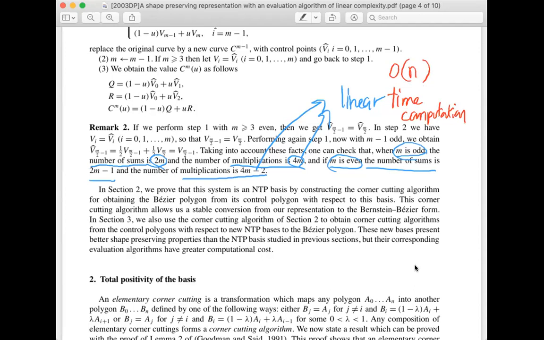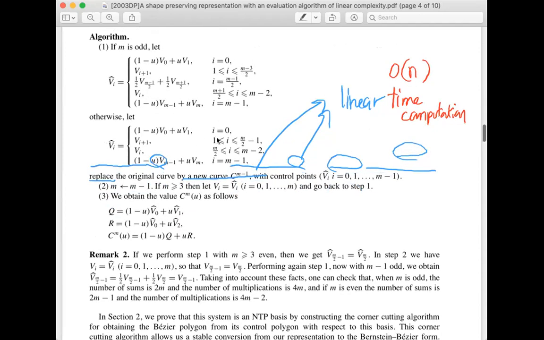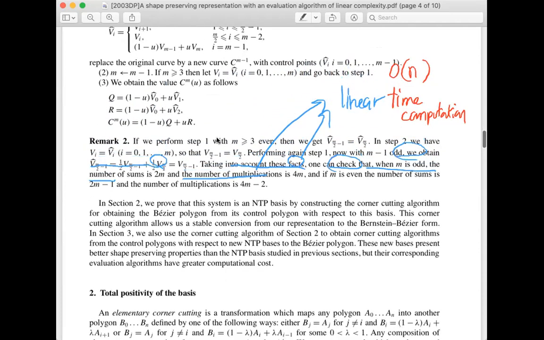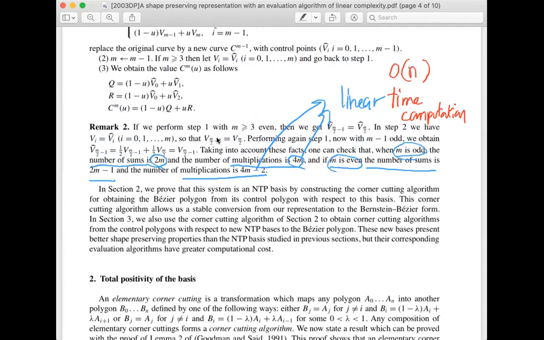This is the best thing in this paper. This is the best thing. If they cannot claim that this recursive formula is linear time computation, this paper will be nothing.